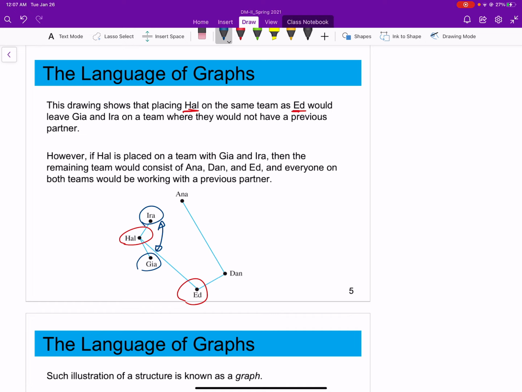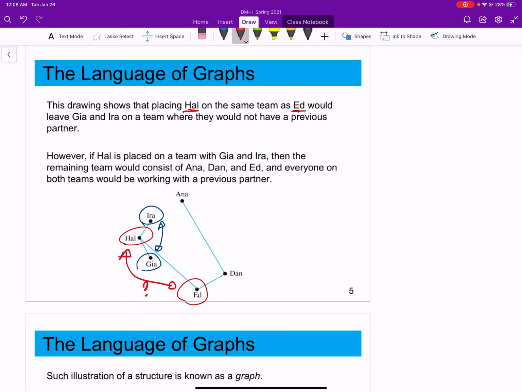All right, so that is a disadvantage. Why? Because they have never been in the same group, Ira and Gia. So that means putting Hi and Ed in the same group is not meaningful. Okay, putting Hi and Ed in the same group is not meaningful. So like that you can decide which group is more meaningful than the other.